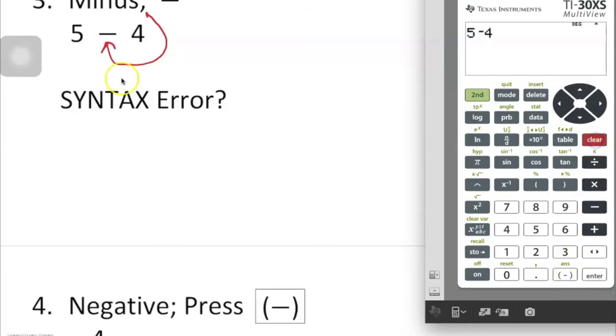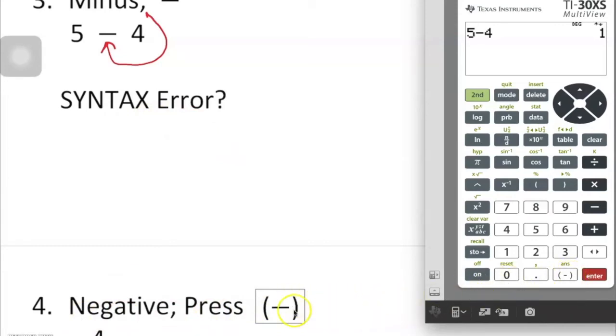So I want to use this 5 minus 4. Well, actually, let's do this 5 minus 4, enter. Now it gives me the correct answer, as you clearly see. So instead of minus, if you use negative, it's going to give us a syntax error. Now, for negative, press this parentheses. So this is the negative, as you clearly see.